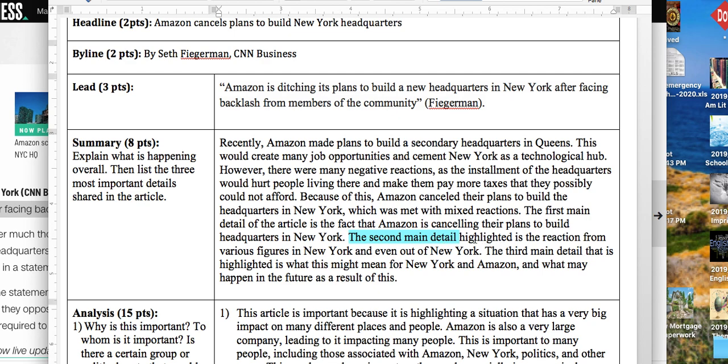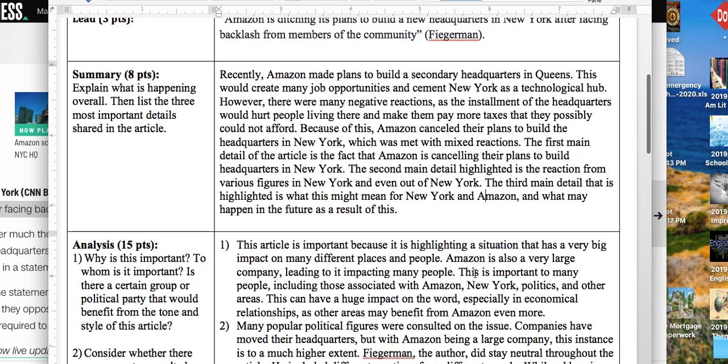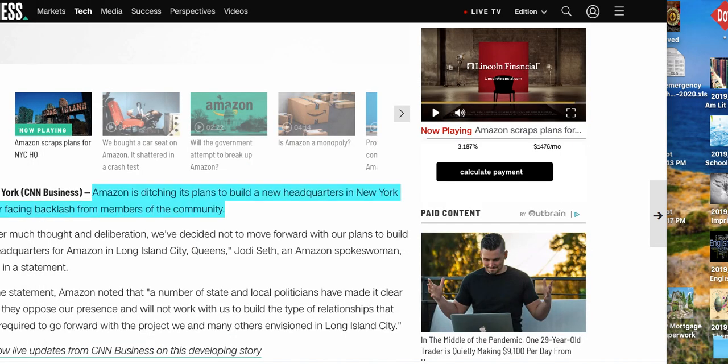The second main detail highlighted is the reaction from the various figures in New York and even out of New York. The third main detail that is highlighted is what this might mean for New York and Amazon and what may happen in the future as a result. Okay, now here we get into this analysis piece.